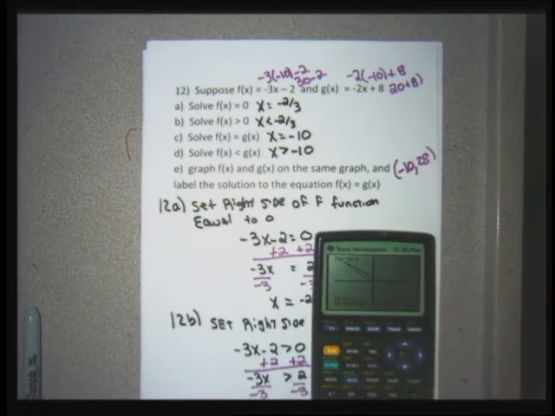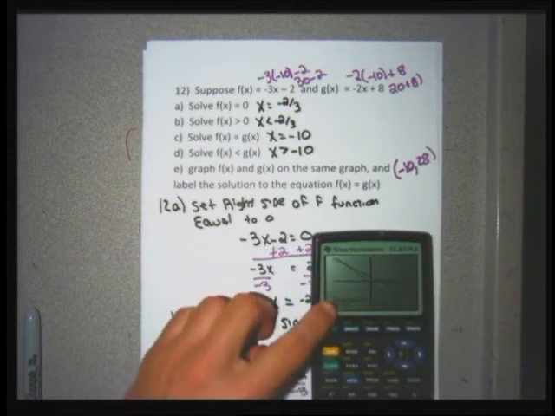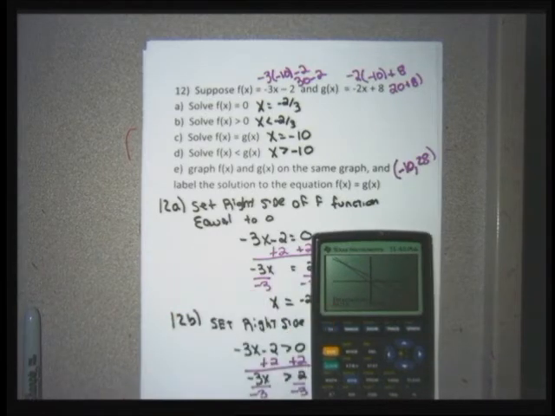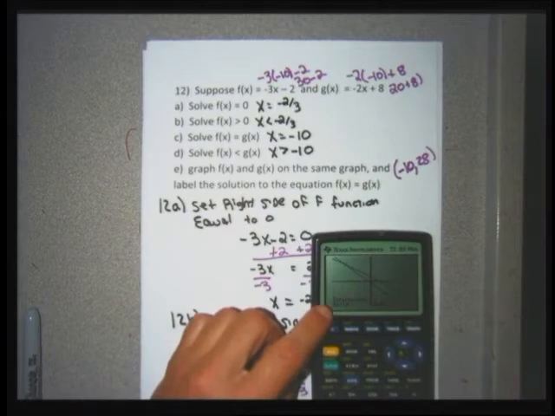I thought I could get away from that by tracing close to where they intersect and then hitting enter 1 time, 2 times, 3 times. And it magically tells me they intersect at the point negative 10, 28. Sometimes it doesn't do perfect algebra and it gives an x coordinate that needs to be rounded.